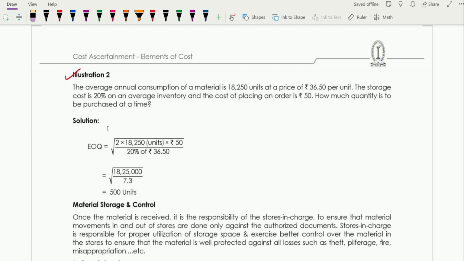Now, moving on to illustration number 2. The average annual consumption of the material is 18,250 units at a price of 36.50 per unit. So this is the per unit price of the material that is given to you. The storage cost is 20% on an average inventory, and the cost of placing an order is 50. How much quantity is to be purchased at a time? That means he is asking us to calculate EOQ. So very simple. Annual consumption is given, that is 18,250. This is your ordering cost, and your carrying cost is 20% of 36.50.